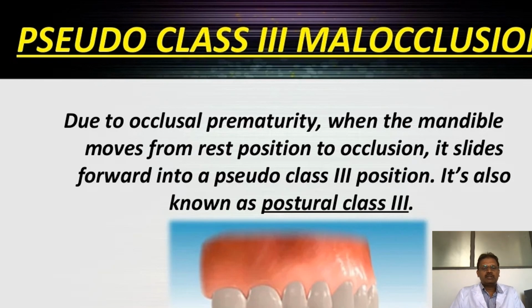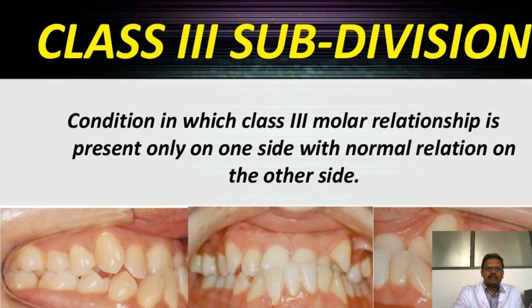Pseudo class 3 is the one that is due to occlusal prematurity, or maybe due to a postural class 3, which is also called habitual class 3. Because of the habit, the patient will be bringing the mandible forward, and it is called pseudo class 3 or postural class 3. Okay, and the next classification is true class 3.